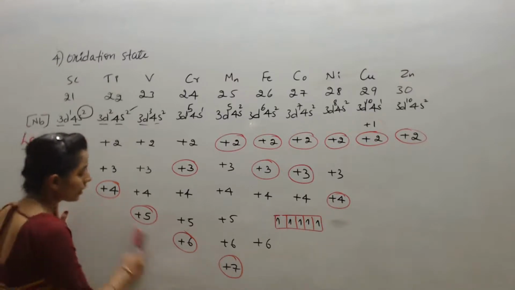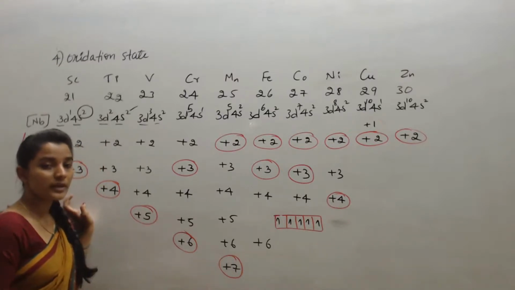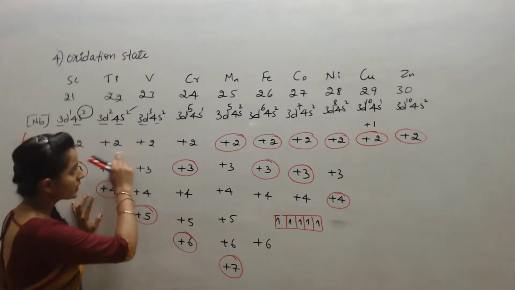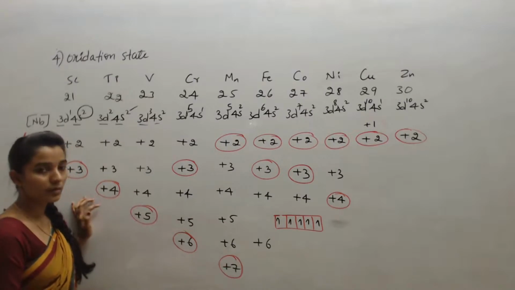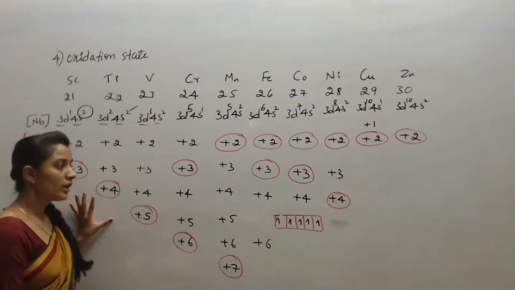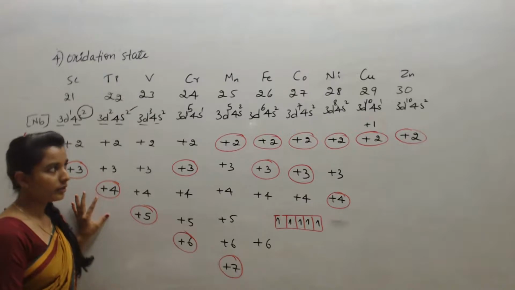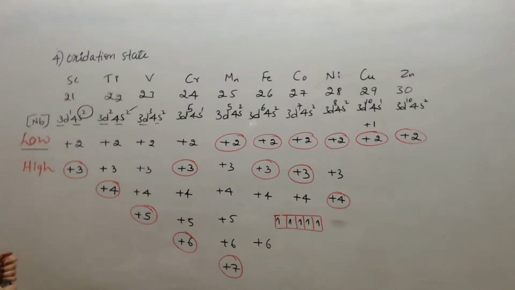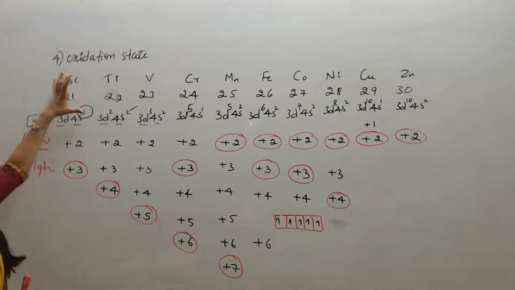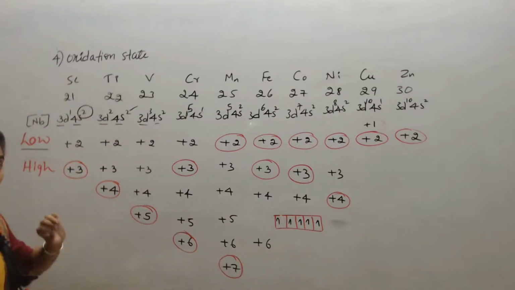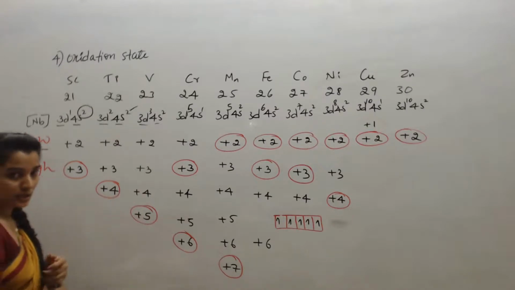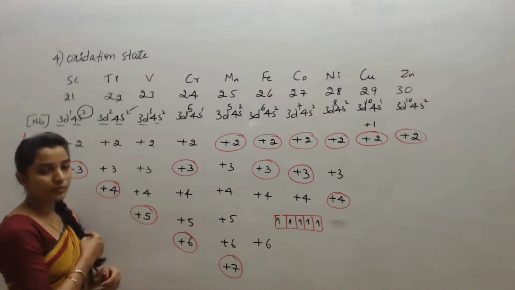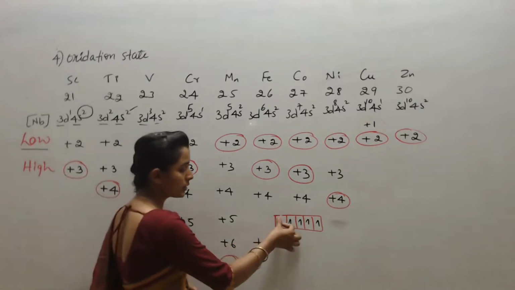If the higher oxidation state forms oxides, halides, or whatever it may be, they are covalent in nature, and the lower oxidation state compounds are ionic in nature. Okay, as I told you, this is the stability. So all these d block elements are stable at their higher oxidation state. And as I told you, the oxidation state is reached by the removal of electrons.